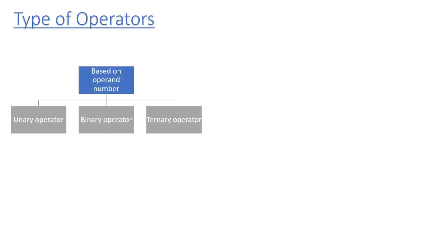So types of operators. Based on operand number, there are three types of operators. One is the unary operator. The examples are plus plus a, b minus minus, which are basically increment and decrement operators, not a, ampersand a, pointer p. Basically these are unary operators because they operate on a single operand. That's why it is a unary operator.